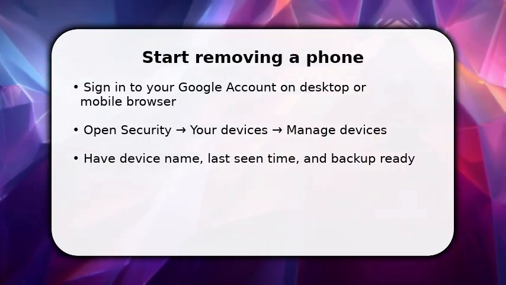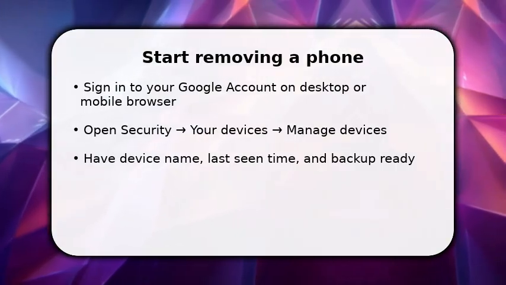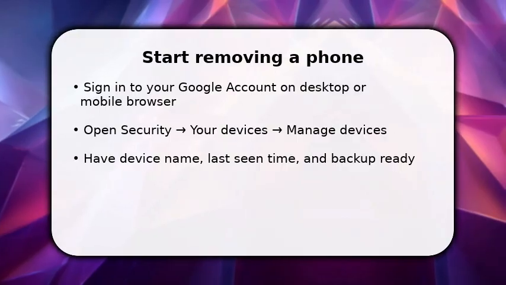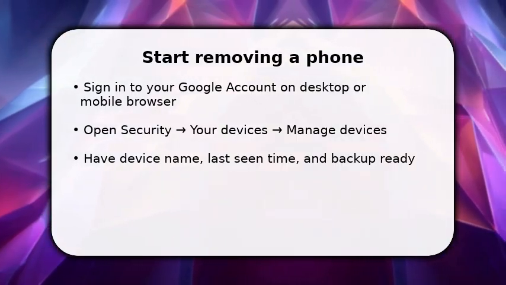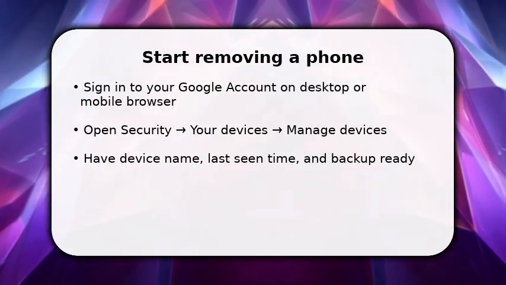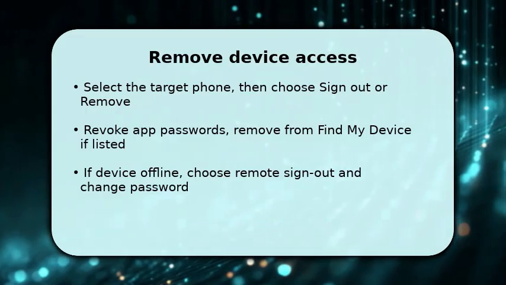If you plan to reuse or reset the phone, make a backup now. This avoids data loss. After that, select the phone you want to remove to reveal available actions. With the phone selected, choose Sign Out or Remove to revoke its Google session. This immediately blocks account access from that device.